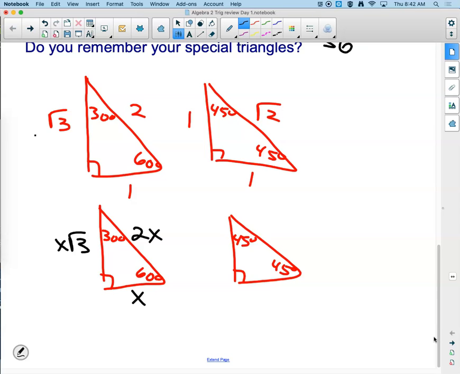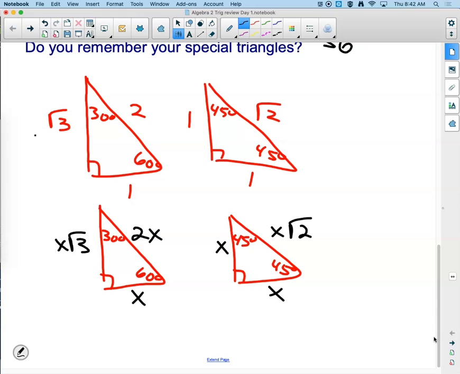45, 45, 90s is isosceles. Those are isosceles triangles. So whatever you have for one side length is the length of the other side. And to go from a side length to the hypotenuse, you multiply the short side by the square root of 2. Again, we want the short side, so eventually they're going to give us the hypotenuse and make us look for the short side, which means instead of multiplying, we're going to divide. So that's how these triangles work.